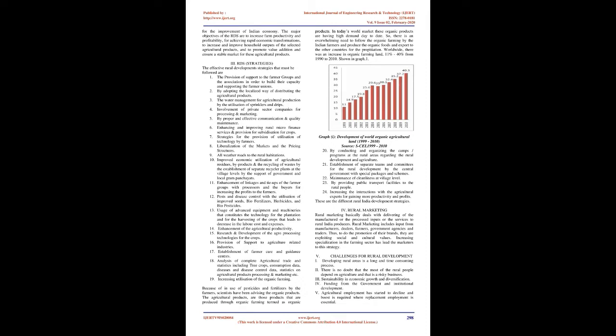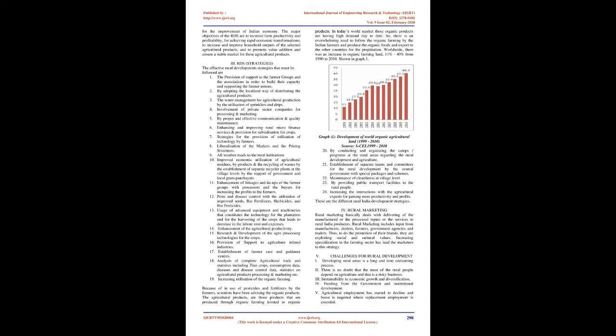Enhancing and improving rural microfinance services and provision for subsidization for crops. 7. Strategies for the provision of utilization of technology by farmers. 8. Liberalization of the markets and the pricing structures. 9. All-weather roads to the rural habitations.